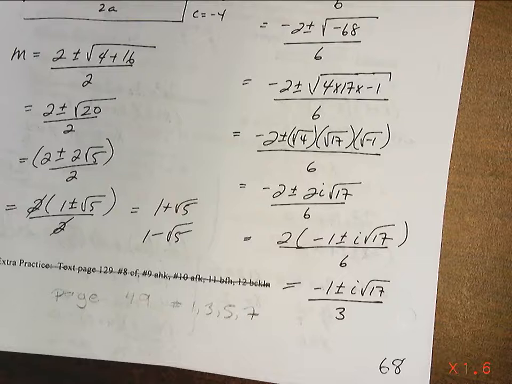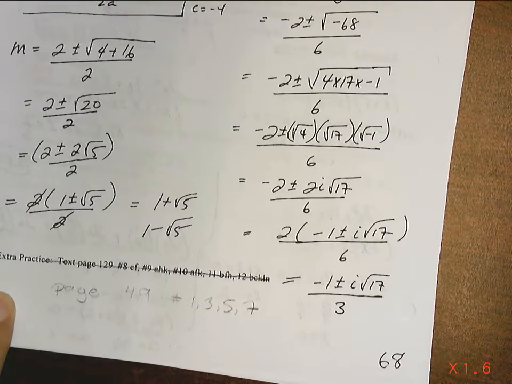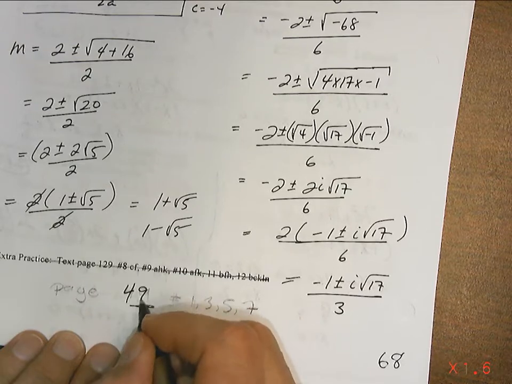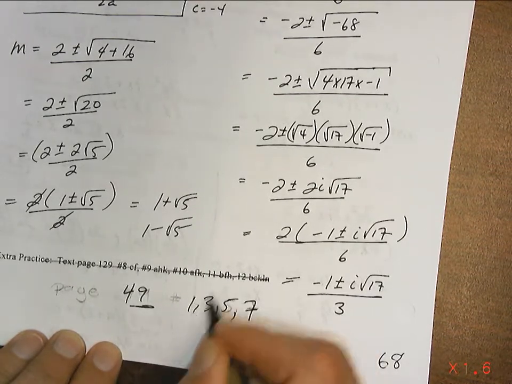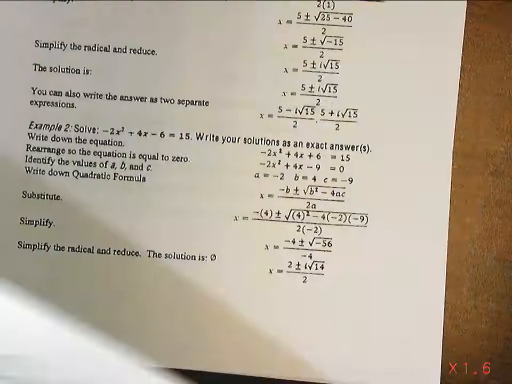I'm interested in this homework. That's probably from your textbook, page 49, 1, 3, 5, and 7. So that's where you're going to go, okay? That's going to be in your textbook. So this is your textbook, page 49, 1, 3, 5, and 7. That was an old textbook, so you're not going to use that one.